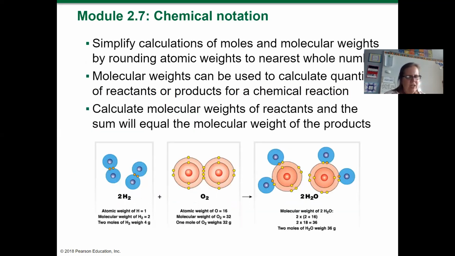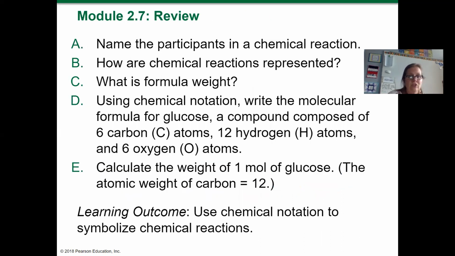More about chemical notations. We are going to be using the nearest whole number. We're not getting into any decimals when we talk about molecular weights. And we're really not going to be calculating any of this. So just review through this, make sure you understand it, and take a pause and review this section.